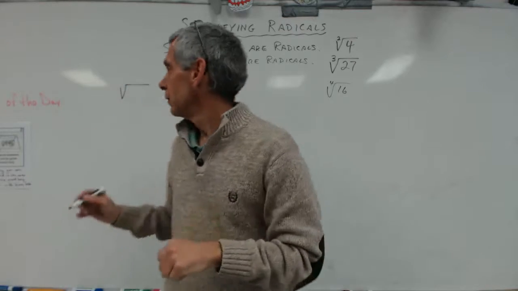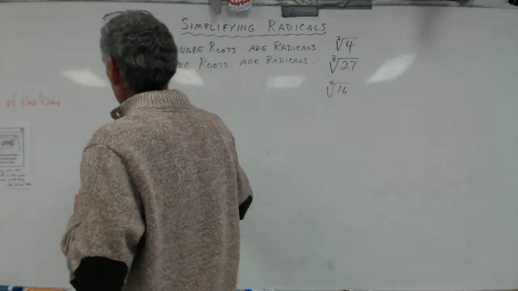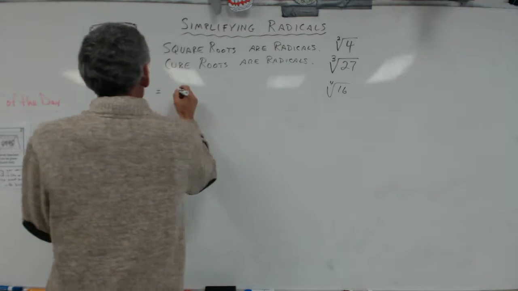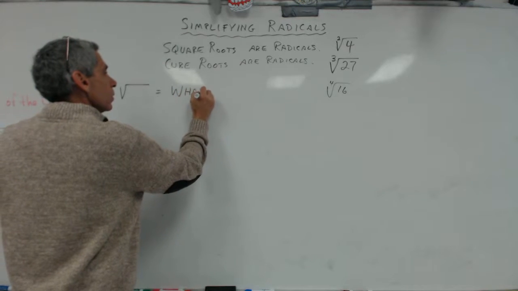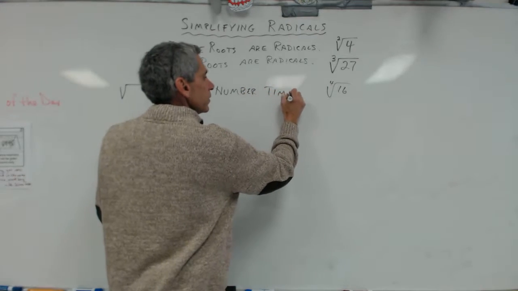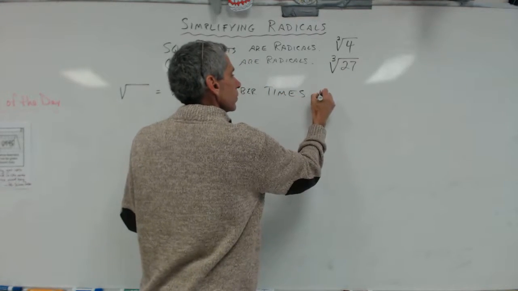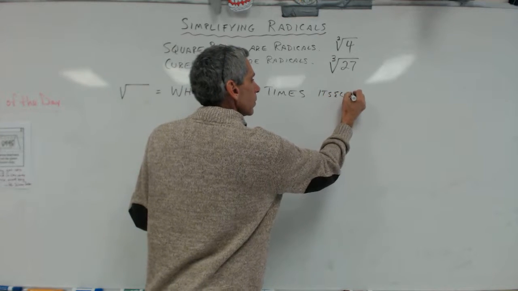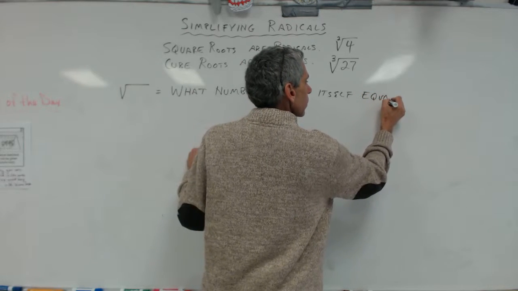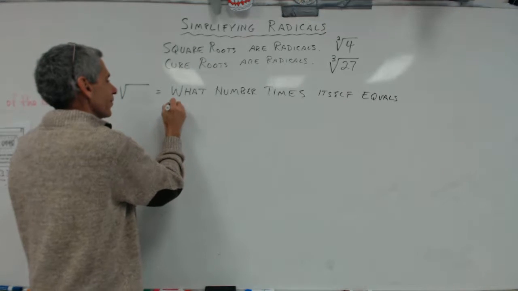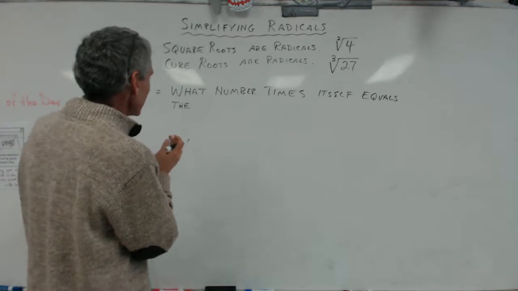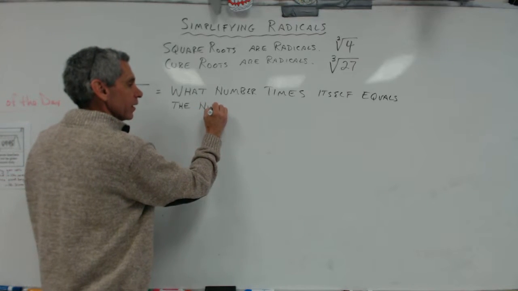A square root sign means this: X times X. What number times itself equals the number under the radical sign?